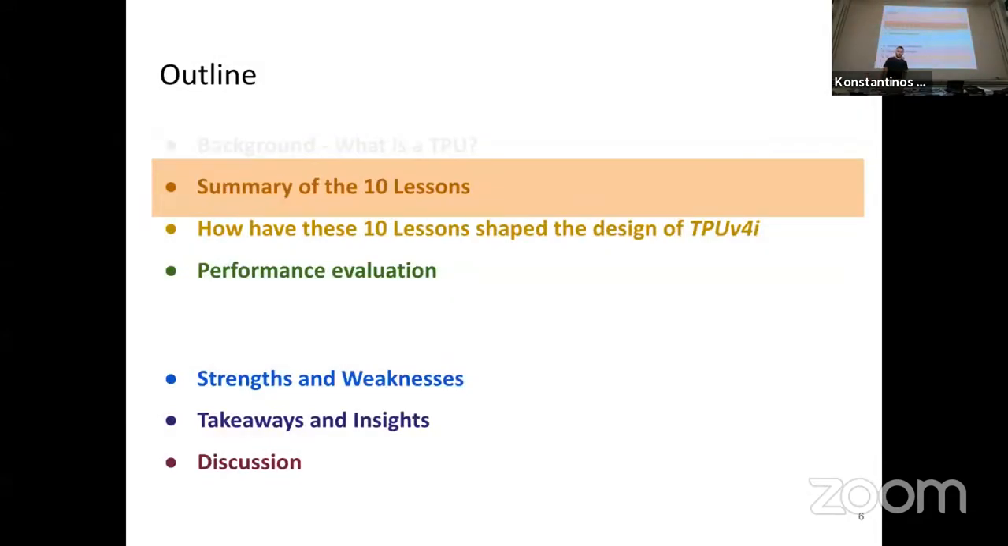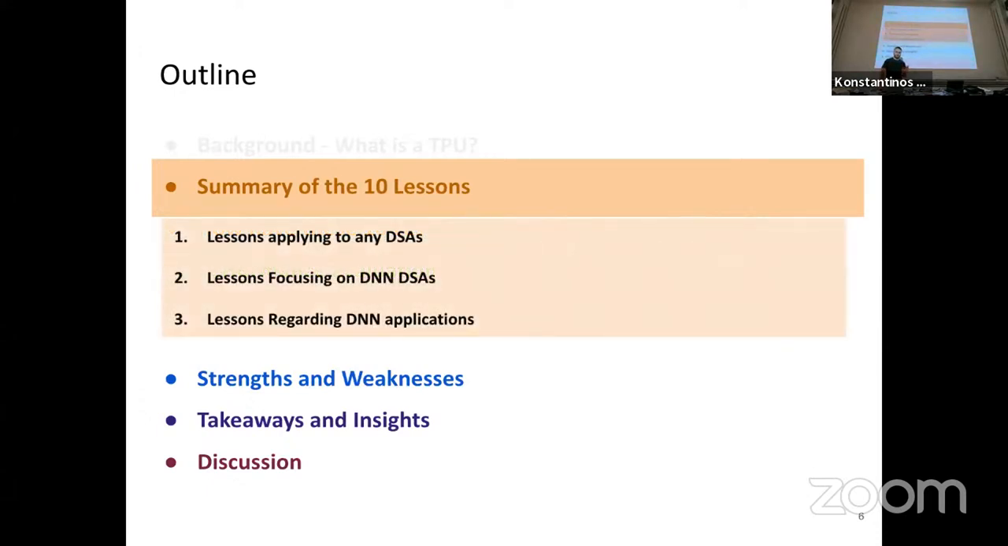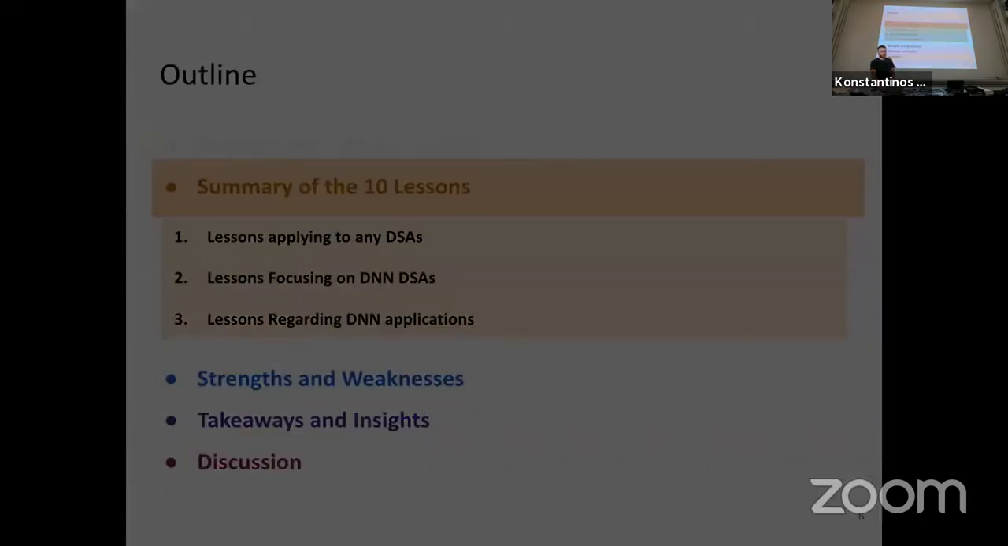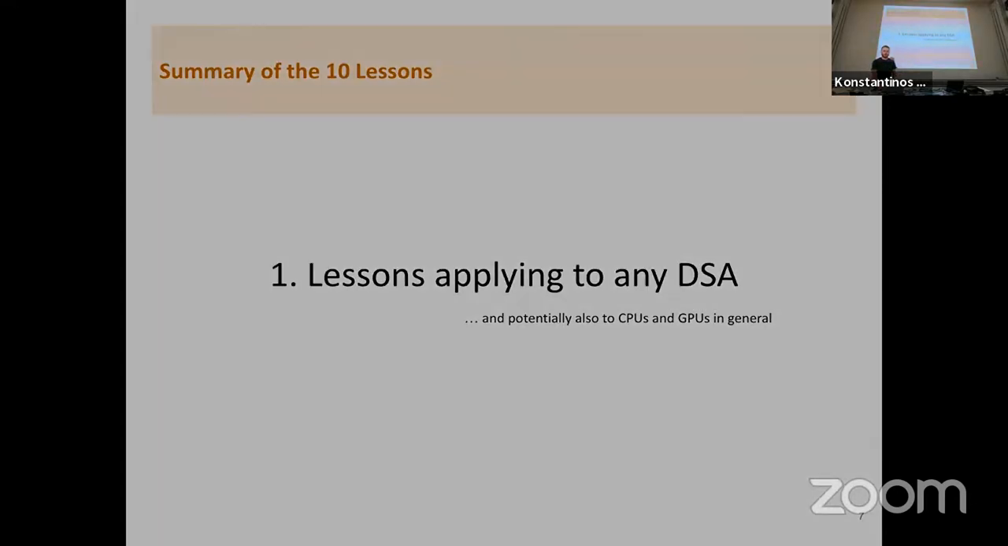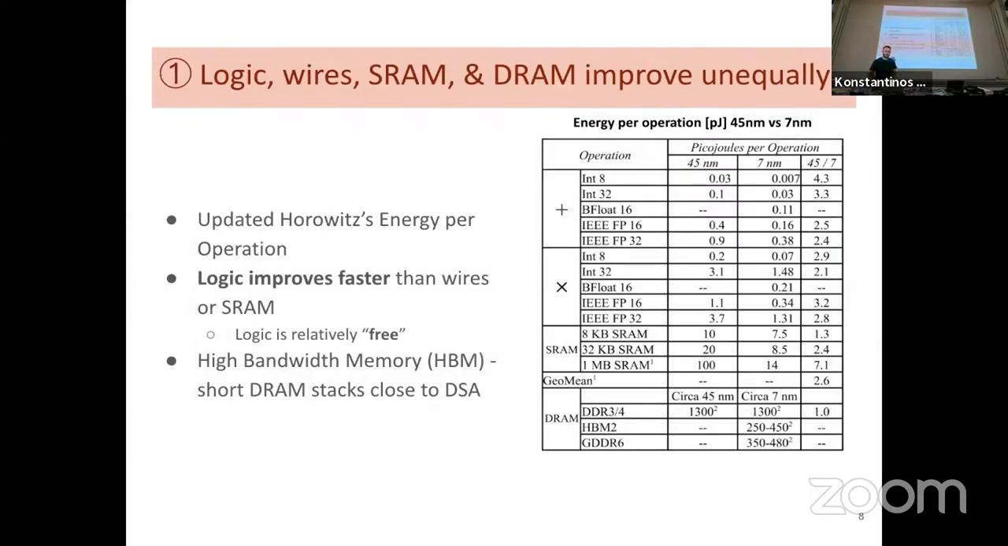So I'll give you a quick summary of the 10 lessons. They can be split into these three categories. Let's start with some general lessons that apply to almost any kind of silicon design, so probably even you could benefit from this. The first one is that logic, wires, and memory don't improve equally.